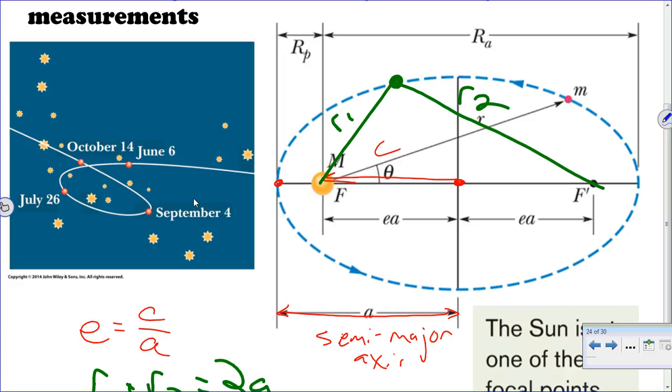What do you got? Wait, so you said R1 plus R2 is 2A? Yes. So what if you choose a point that's all the way to one side? That's fine. Because then you're going to have this length, which is most of 2A, plus this little bit here, which is this little bit over here. Because this is A, 2A is all the way across. I'm thinking of it like drawing with a pencil and the string. Oh, I get it now.